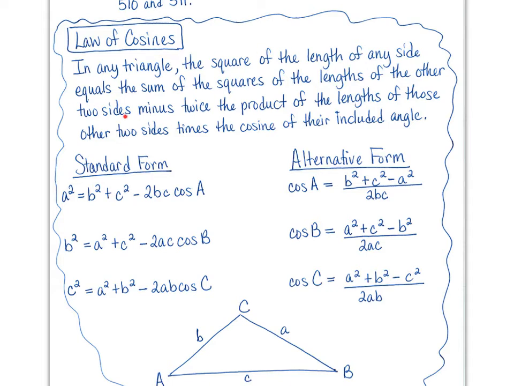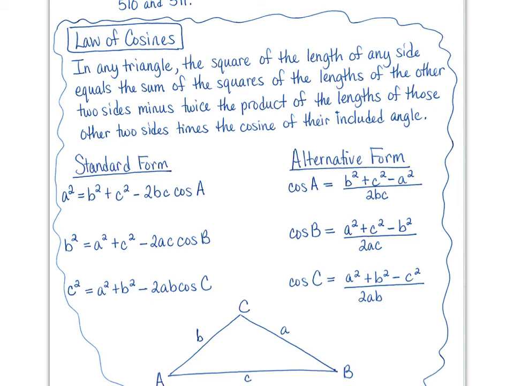The law of cosines is this in words, this mathematically. Little a squared is equal to b squared plus c squared minus 2bc times cosine of angle A. Little b squared is equal to little a squared plus little c squared minus 2ac times cosine of angle B. And then c squared is equal to a squared plus b squared minus 2ab times cosine of C. So notice that the square of the length of any side is equal to the sum of the squares of the other sides minus twice the product of those sides times cosine of the angle in question, the included angle. Does that make sense?